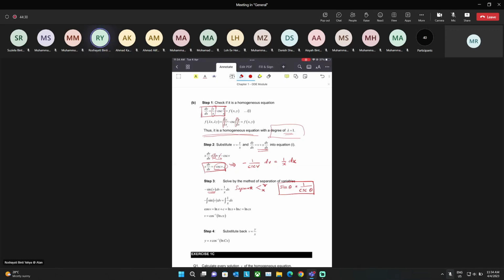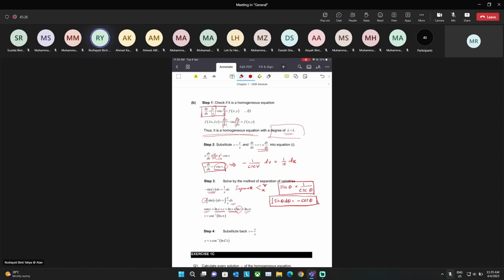After that, integrate both sides. Integration of sin v, integration of sin theta d theta equal to negative cos theta. So that's why sin here becomes positive cos. On your right-hand side, integration of 1 over x becomes ln x plus c. Ln x plus c we can also call ln c, because it's a constant, and then equal to ln cx.